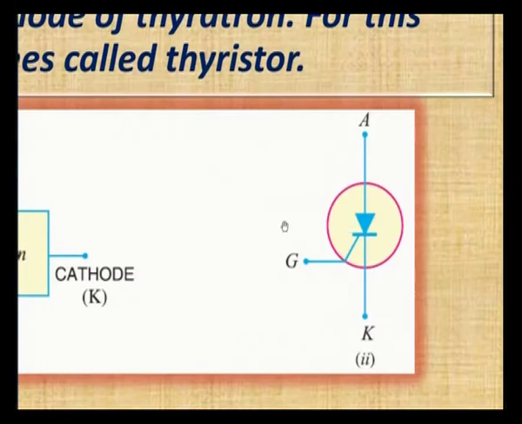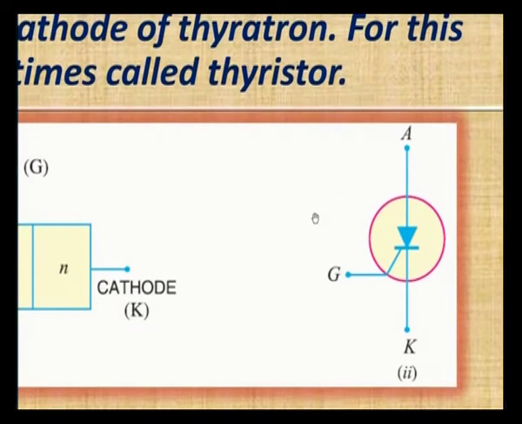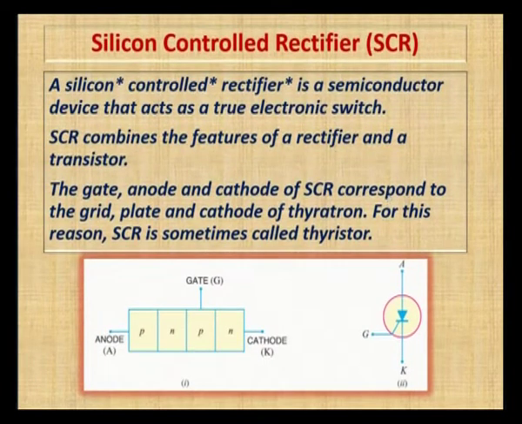And SCR is also called a thyristor because it is a device which we can completely switch on or completely switch off, and here the rectification is controlled by a gate input. And also one more thing, the grid, plate and cathode of a thyristor are compared to the anode, gate and cathode of an SCR. This is why we call an SCR also a thyristor.